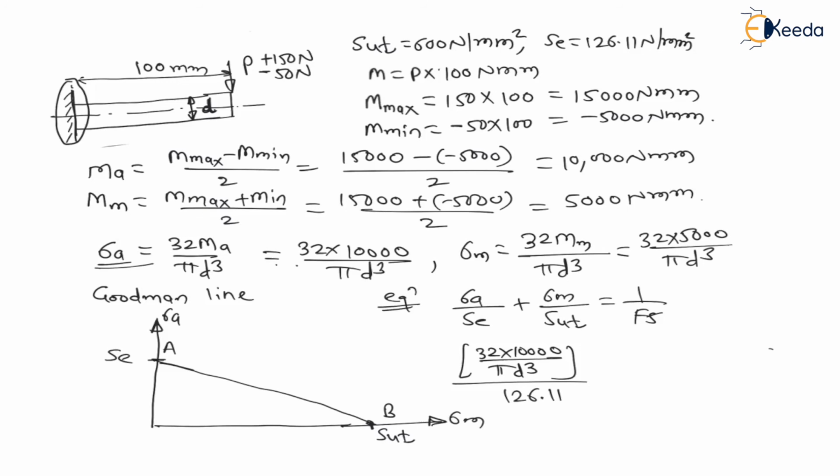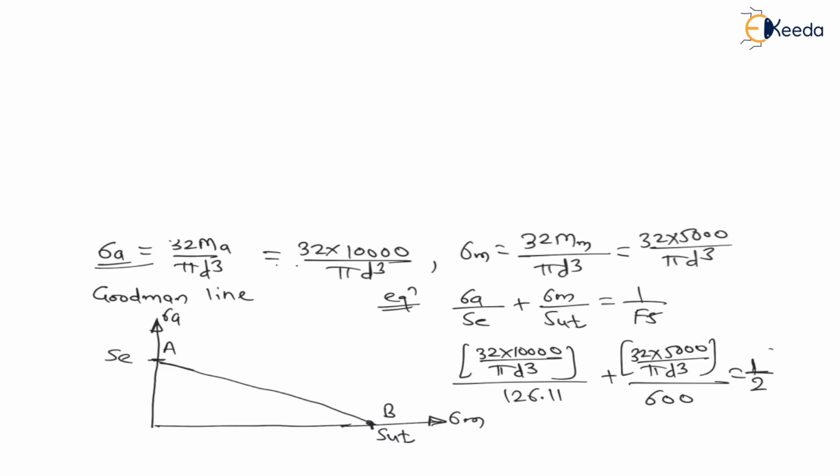Plus sigma m, which is 32 into 5,000 divided by pi d cube, whole divided by the SUT value, which is given as 600, is equal to 1 upon factor of safety. The factor of safety is given in the question, which is 2.